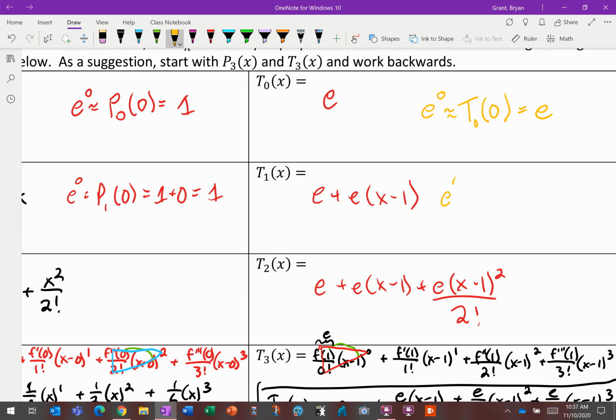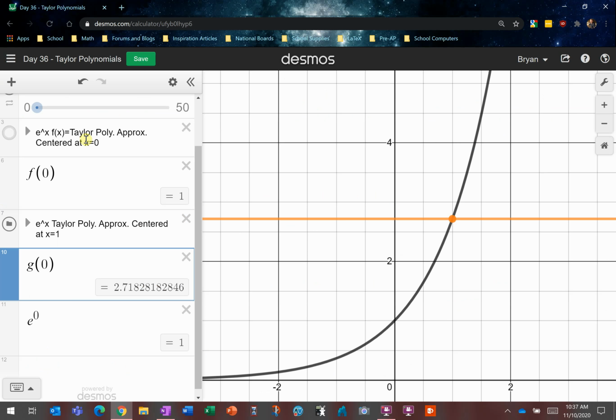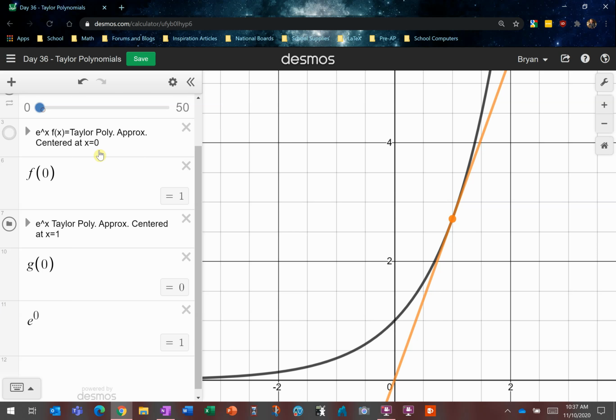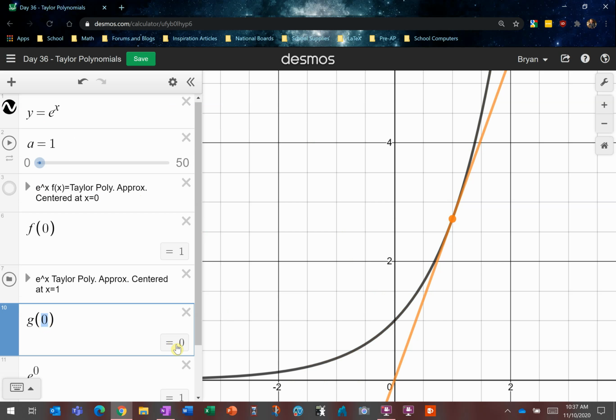If I wanted to find e to the 0th and use a Taylor polynomial with more terms, then this would become e plus e to the 0 minus 1. That's e plus negative 1e. E minus e, that's 0. And double checking that, looking at Desmos, if I go out one more term here, well, it is going out, and it's just not changing, apparently. There we go. Going out one more term, now notice that g of 0 is 0. Okay, well, that's what I got as well.